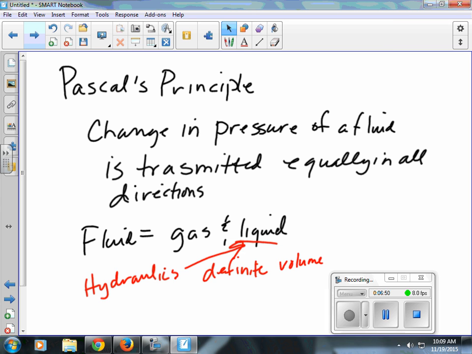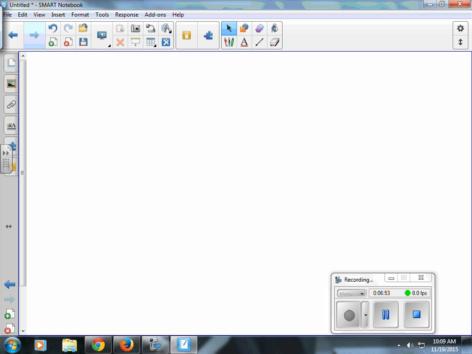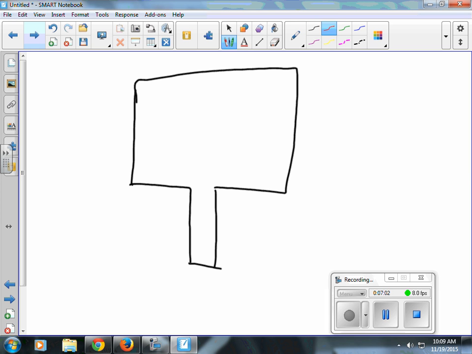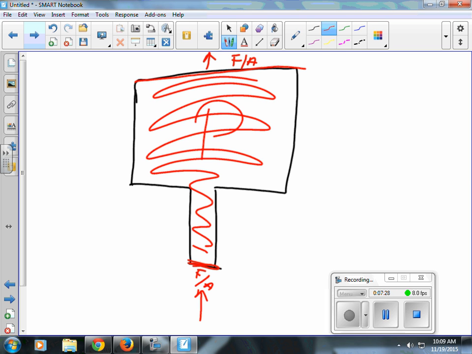Okay, so let's take a look at a hydraulic lift or hydraulic piston. Okay, remember you have force over area, right? This would be the input, this would be the output, right? All right, now we're going to put a change in the pressure. So we're going to put in a force here, and we're going to change the pressure in here. Okay? Listen to me carefully.